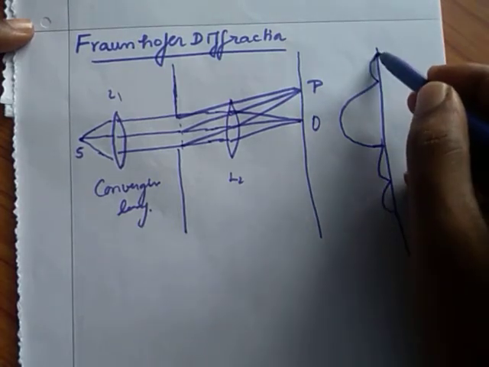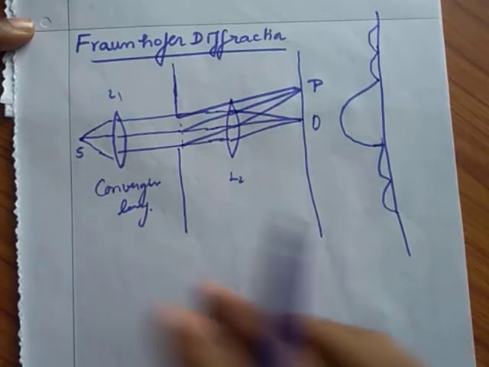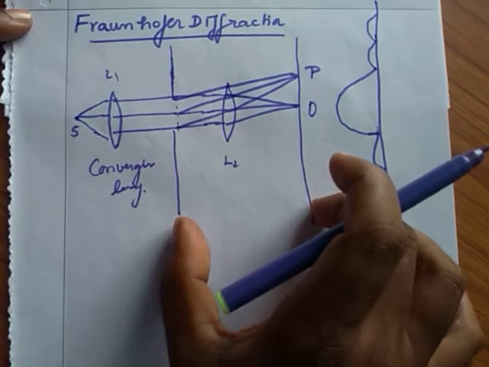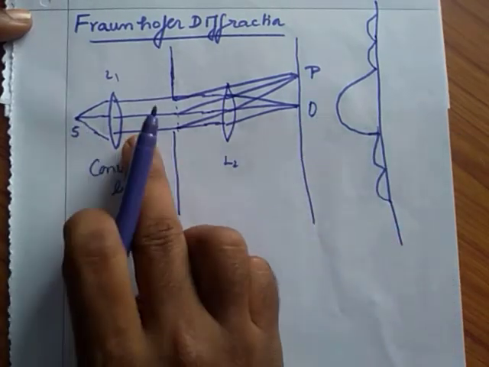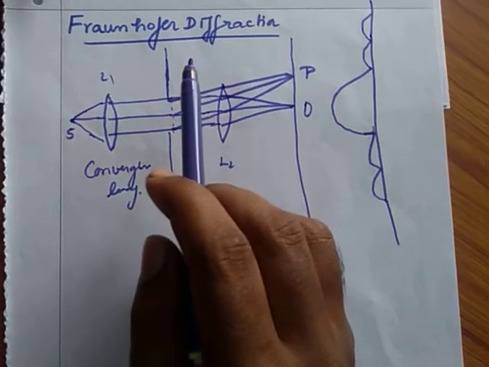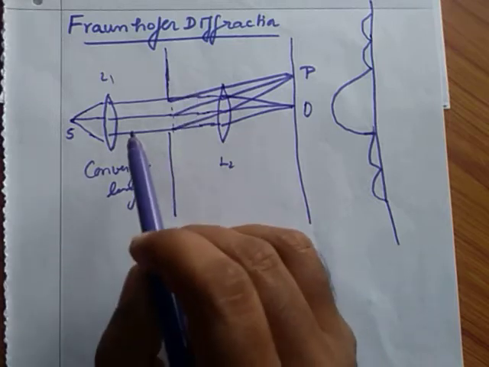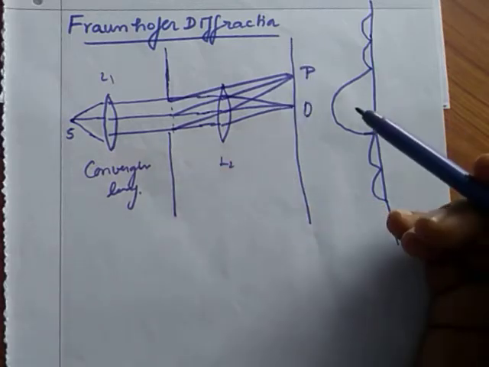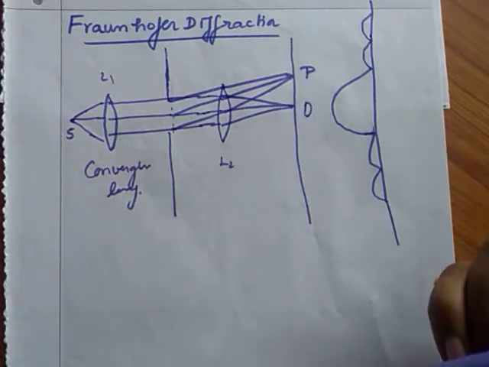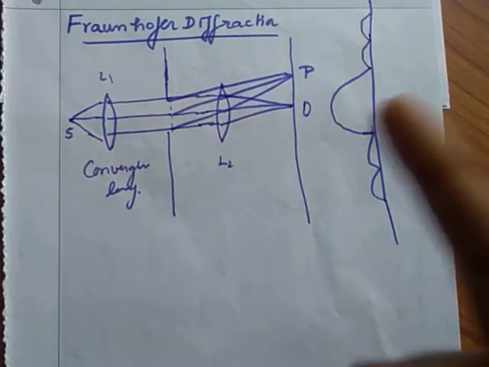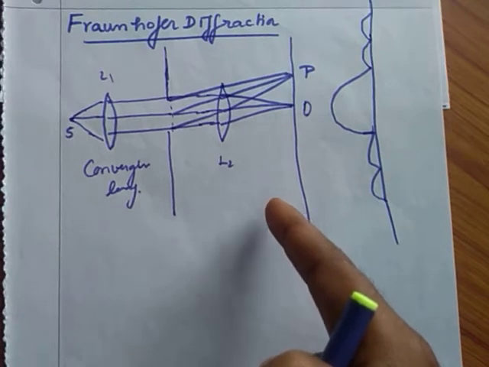Here it is easy to observe and analyse because it needs a small distance. First of all, here we are using a plane wavefront. In Fresnel's we are using a spherical or cylindrical wavefront. Here the light source is at a finite distance in Fresnel's, whereas here the plane wavefront is coming from infinite distance. In Fresnel's we are not using a convex lens, but here we are using a convex lens. Fresnel's is difficult to analyse. Fraunhofer is easy to analyse and observe.